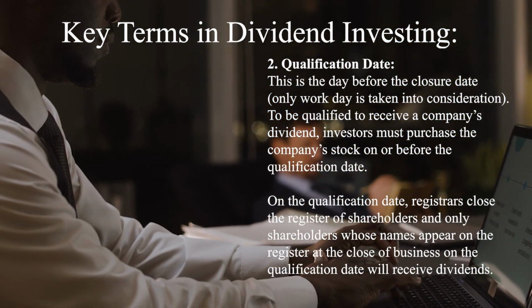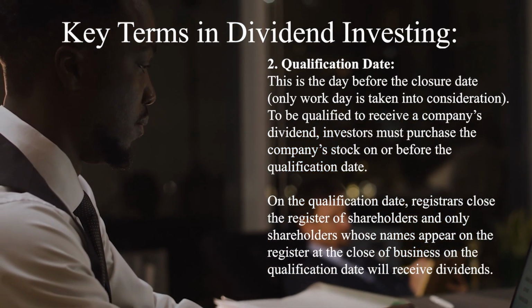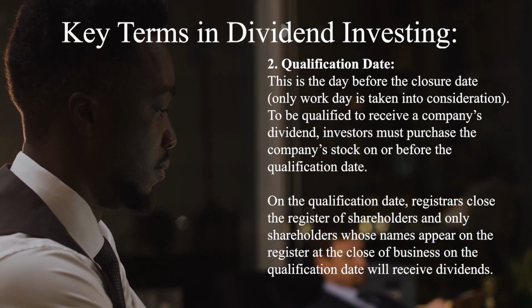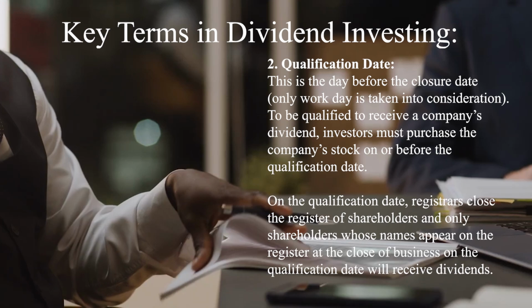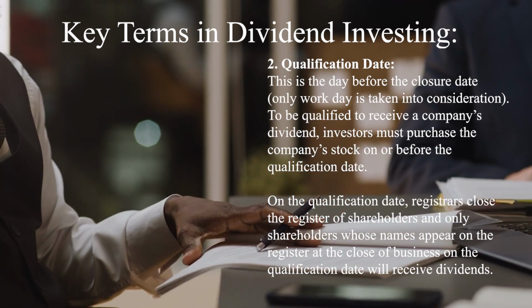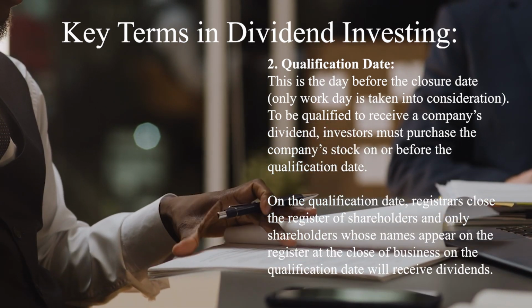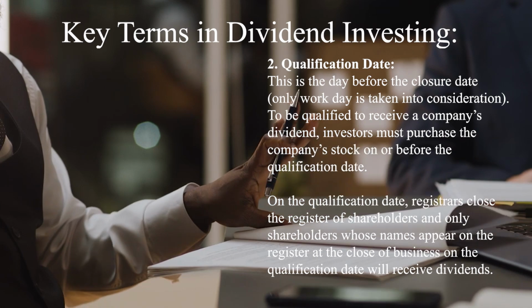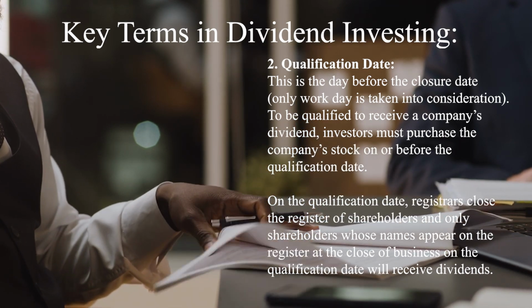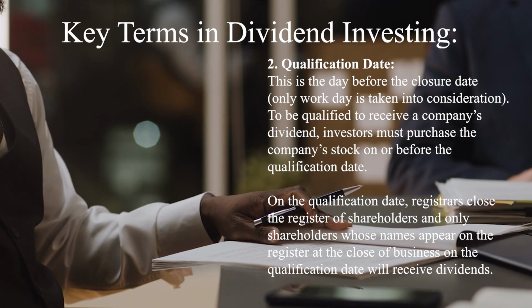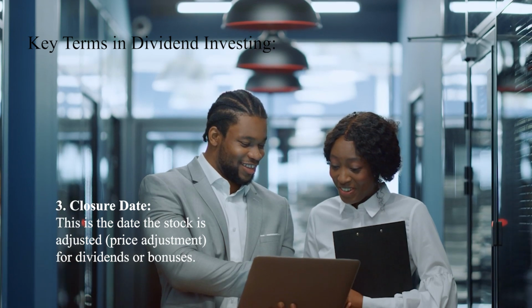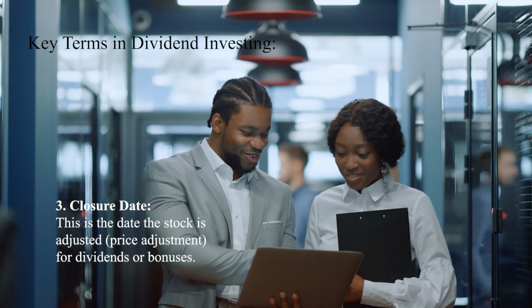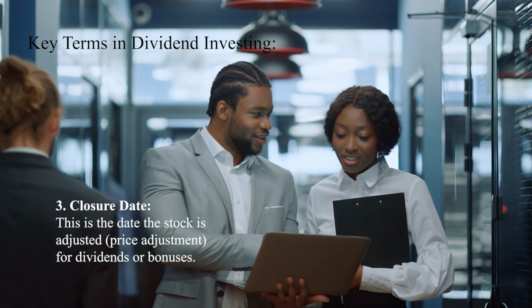To be qualified to receive a company's dividend, investors must purchase the company's stock on or before the qualification date. On the qualification date, registrars close the register of shareholders, and only shareholders whose names appear on the register at the close of trading hours on the qualification date will receive dividends. 3. Closure date. This is the date the stock price is adjusted for dividends or bonuses.